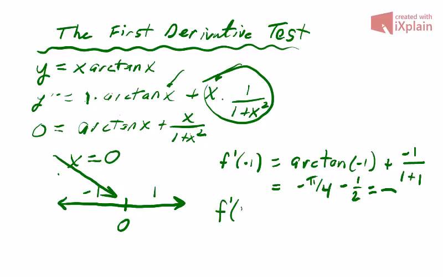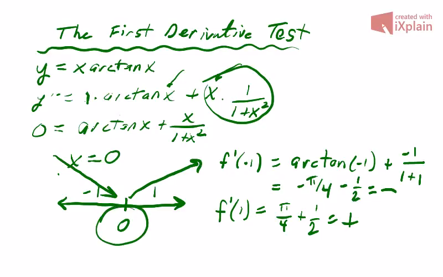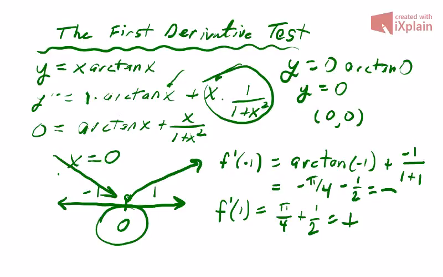And then f prime of 1: arctan of 1 is pi over 4 plus 1/2. Check it out, it's a positive. So we are increasing. And that means we have a minimum value at f of 0. When I plug in x equal to 0, arctangent of 0, we get y equal to 0. So 0, 0 is a minimum. And there he is, the origin, man.